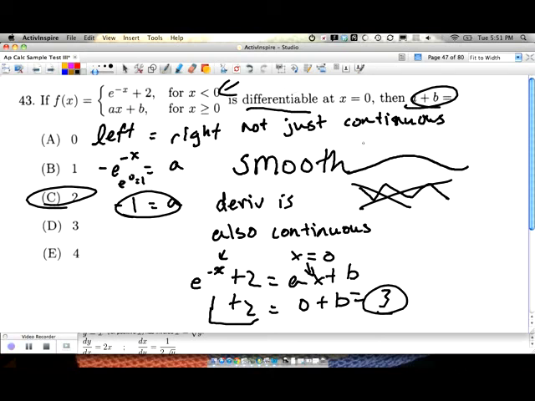What was the key point in all that? Knowing that it's not just continuous, it is continuous such that the left side equals the right side at 0, but also that it's smooth and it's not scratchy. It's smooth.